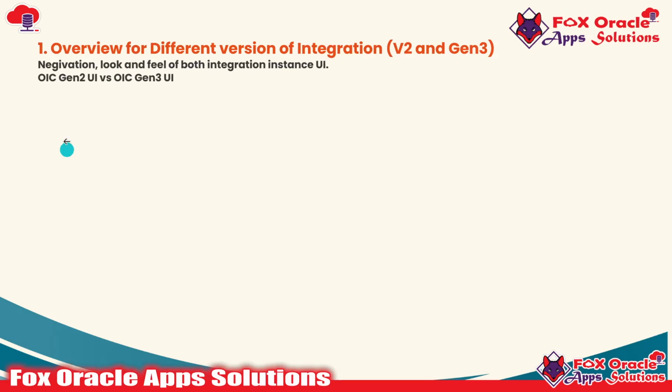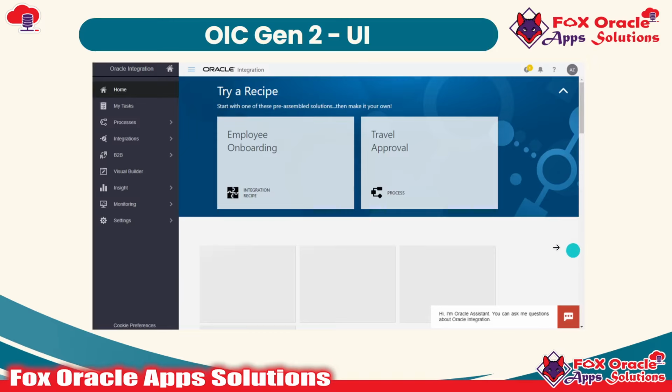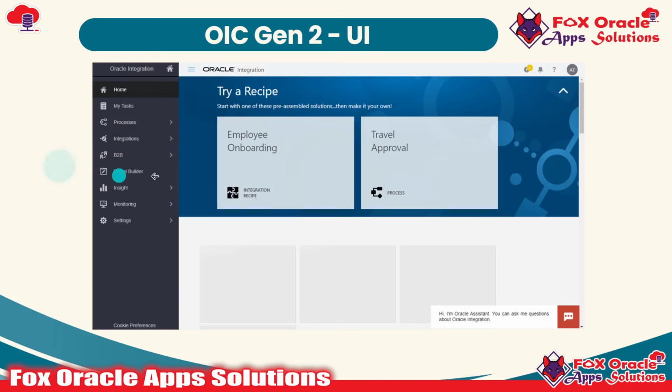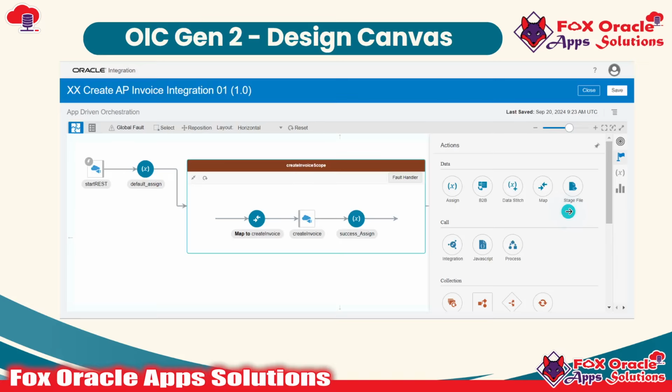Just to go briefly, we already know the look and feel of generation 2 and generation 3. At a high level, in generation 2 you can see this is the integrations canvas. When building integrations, we need an environment where we can design and build them. This is the UI of the design canvas we used earlier in generation 2. This was the initial homepage of OIC generation 2, and when you build any integration, this is the design canvas, where you build all your logic, actions, and endpoints to complete your integrations.